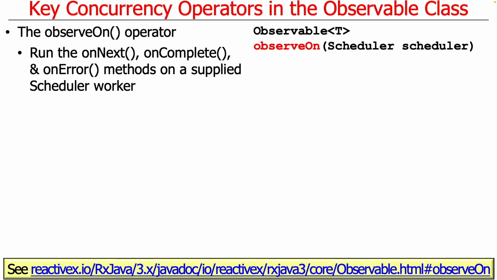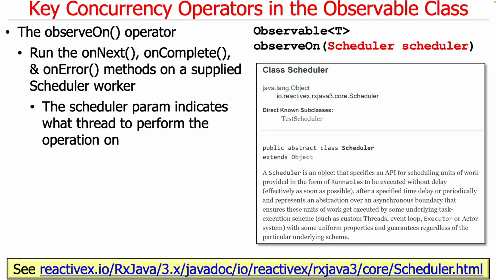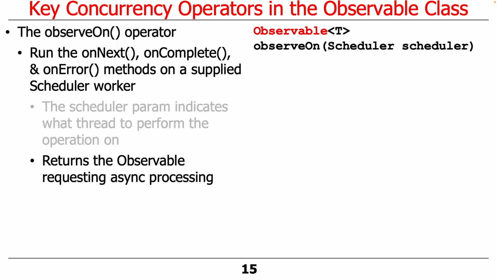Let's talk now about the observe on operator. This also arranges to run the on next, on complete, and on error methods in a supplied scheduler worker, just like subscribe on did. And once again, the parameter here indicates what thread to perform the operation upon. And once again, it's parameterized, so we can reuse it. And once again, it returns the observable that's requesting asynchronous processing.